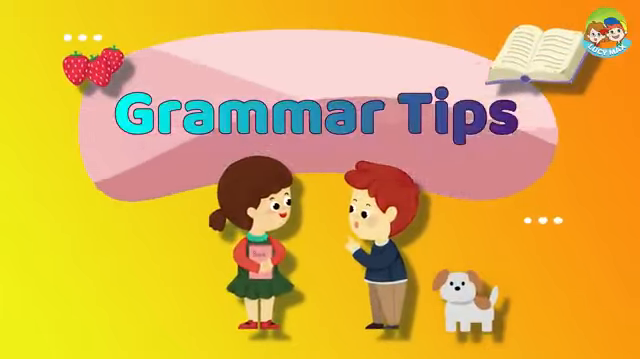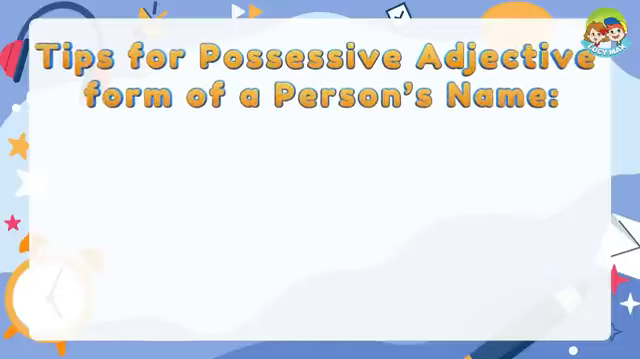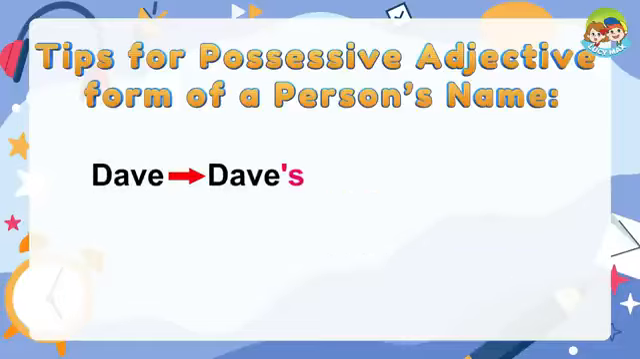Grammar tips. We have tips for possessive adjective form of a person's name. We put apostrophe S after the person's name to make possessive adjective form of the person's name. Dave becomes Dave's. Dave apostrophe S.